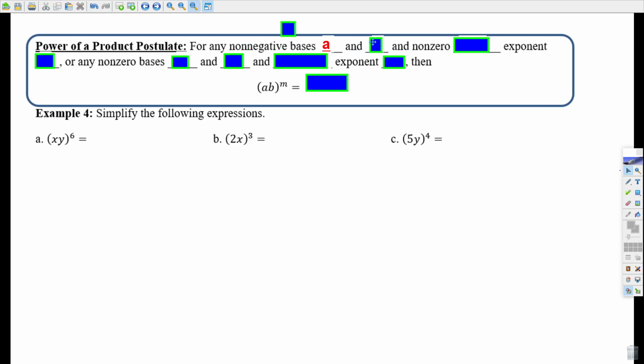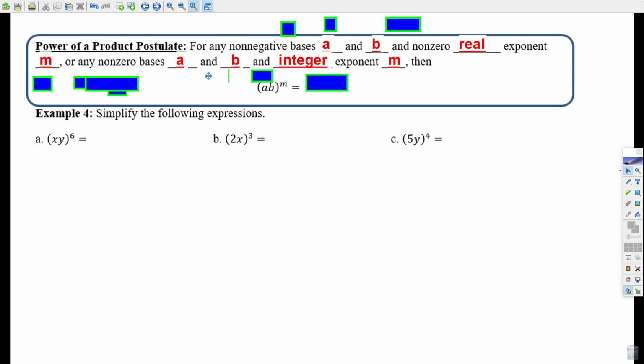For any non-negative bases a and b, and non-zero real exponents m, or any non-zero bases a and b, and integer exponent m, then we have this. So we have two things inside a set of parentheses with an exponent on the outside. So really it's kind of like the distributive property, where the m is going to go as an exponent to both a and b. So we would say this is a to the m times b to the m.